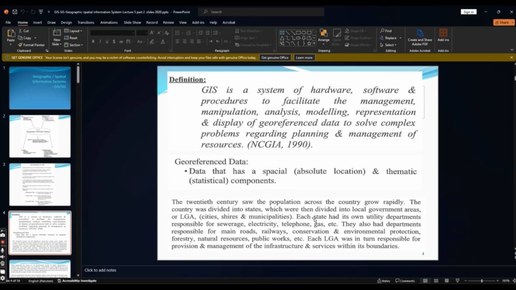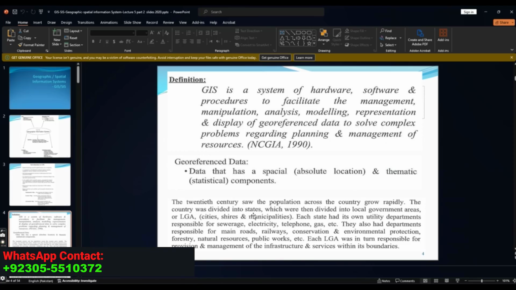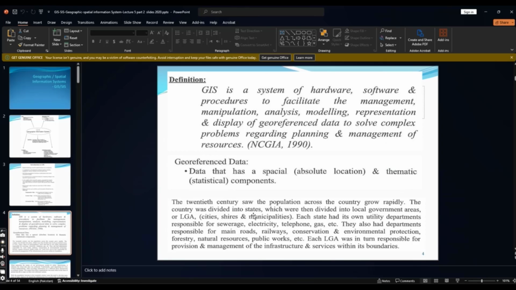GIS is a system of hardware, software and procedure that facilitate the management, manipulation, analysis, modeling, representation and display of georeferenced data to solve complex problems regarding planning and management of resources. We also have what is georeferenced data: data that has a spatial absolute location and thematic statistical components.